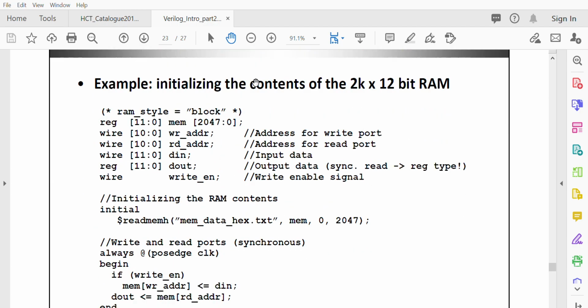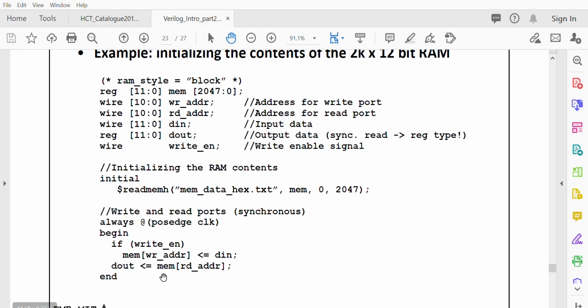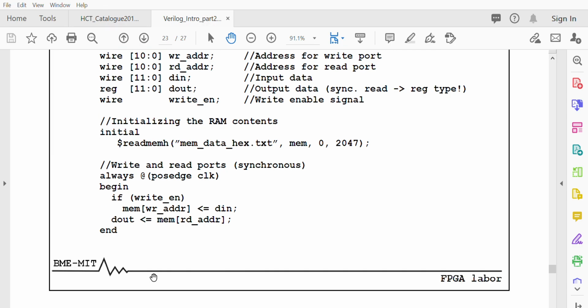Example: initializing the contents of the 2K by 12-bit RAM. Here you are declaring a bunch of signals, and now you are initializing the RAM. You do initial readmemh, get all the contents of this data_mem_data_hex.txt file, and put that in the memory mem, that is the reg here. And after that, you can write the Verilog of the behavior of the memory.